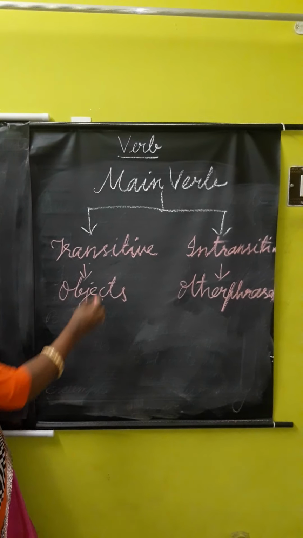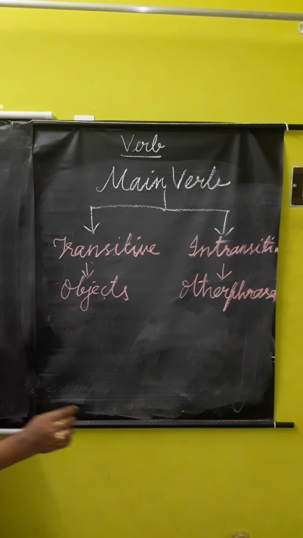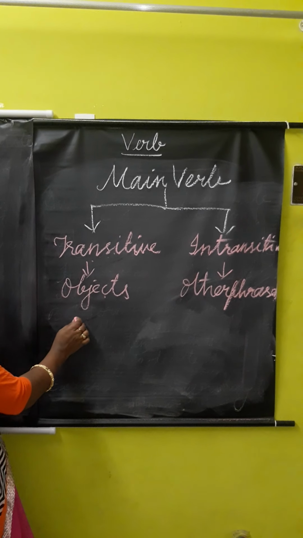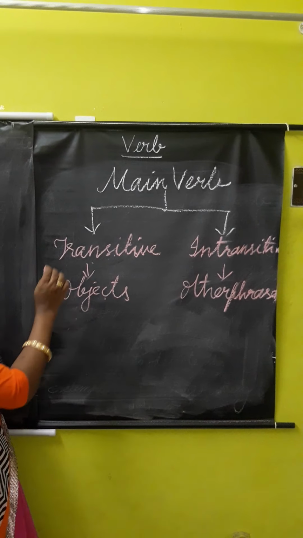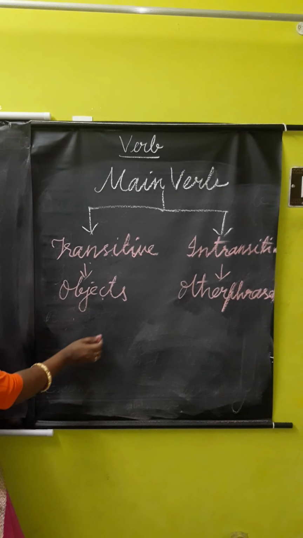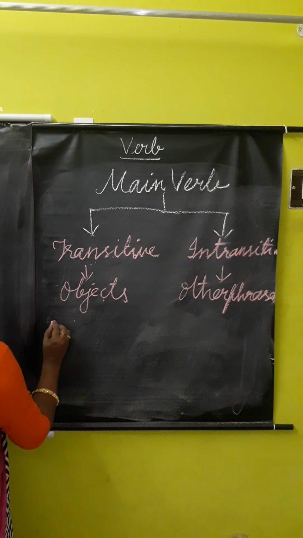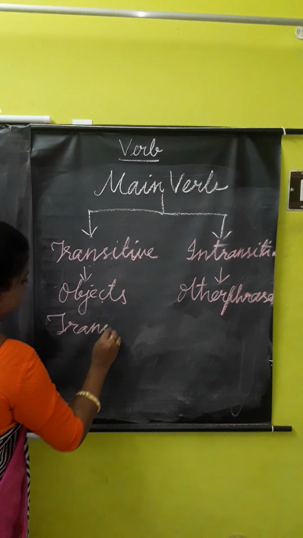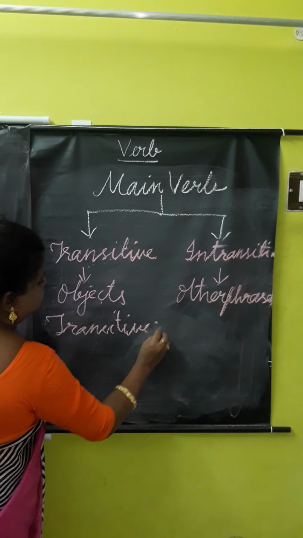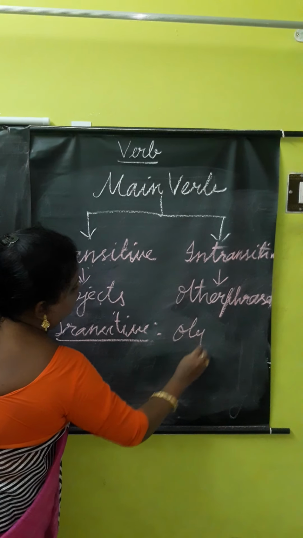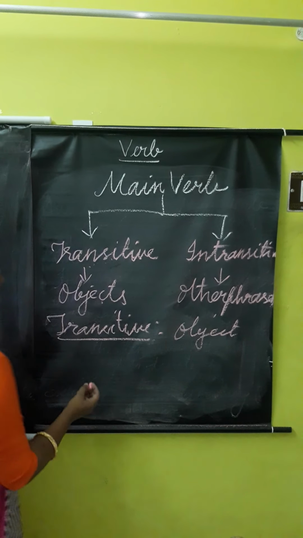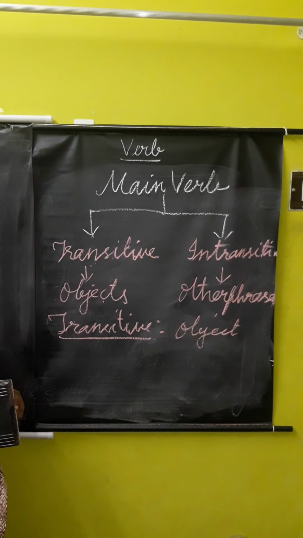How can you identify the transitive verb? As I told, if an object is found in a sentence, that particular verb is a transitive verb. Let's see in detail. Transitive, it will have the object. See, how can you identify the object?